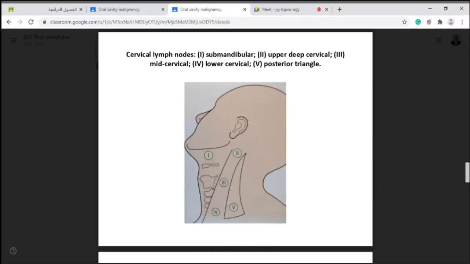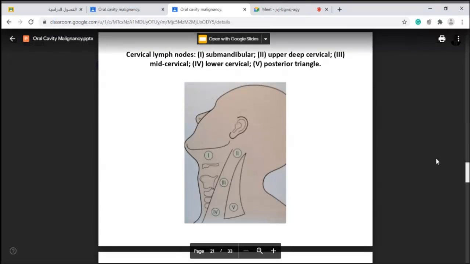So cervical lymph nodes, we divide into 5 levels. Group 1 submandibular, group 2 upper deep cervical, group 3 mid cervical, group 4 lower cervical, group 5 posterior cervical.